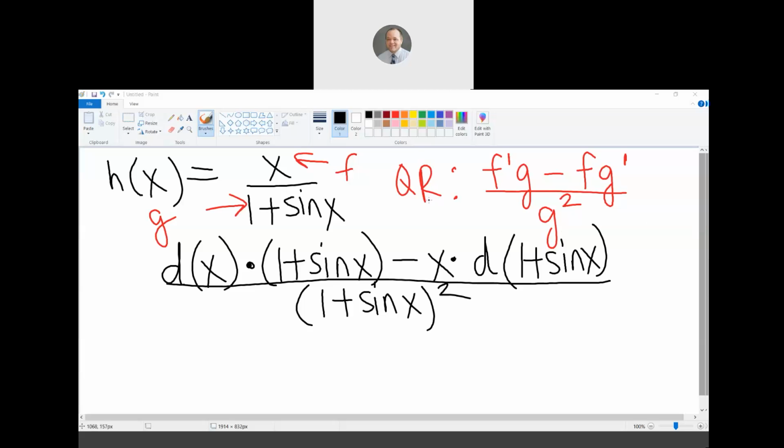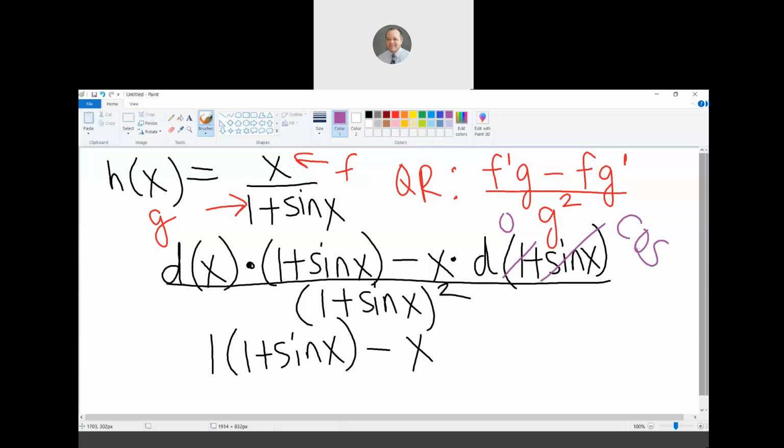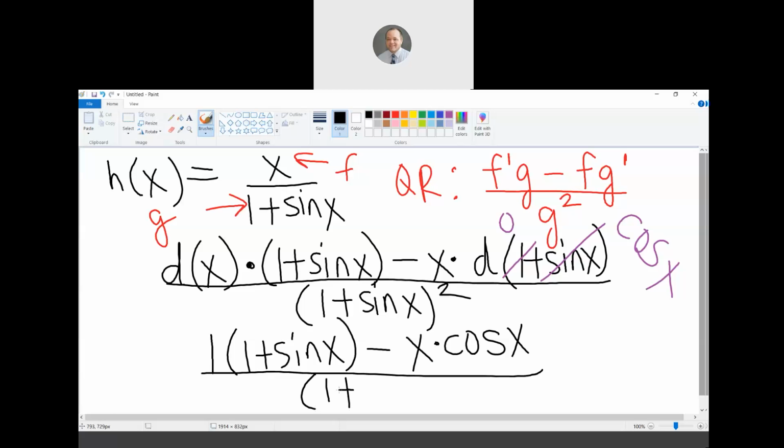All right, the derivative of x is just 1 times 1 plus sine x minus x. Over here, the derivative of 1 is 0. That's a constant. And the derivative of sine x is cosine x. So what we're left with for the second half of our answer is x times cosine x all over our denominator squared.